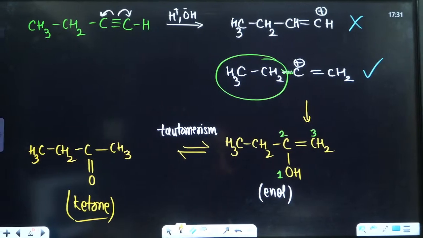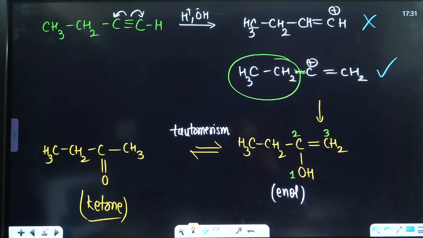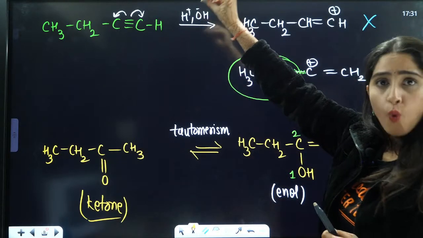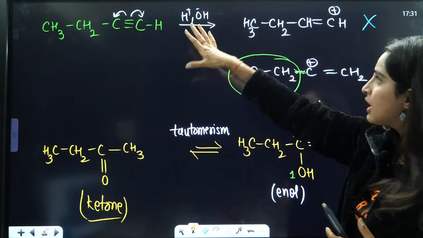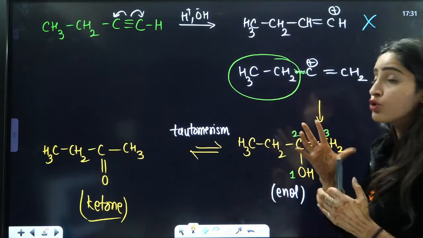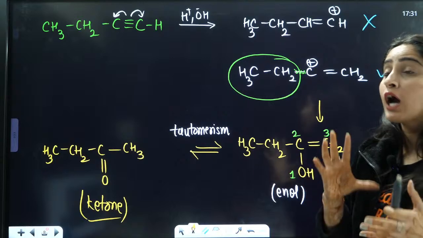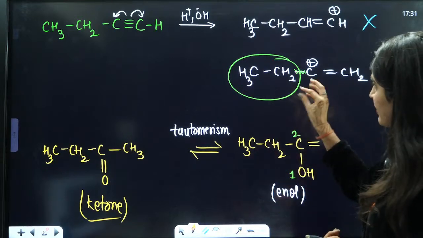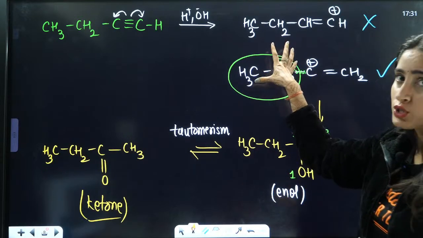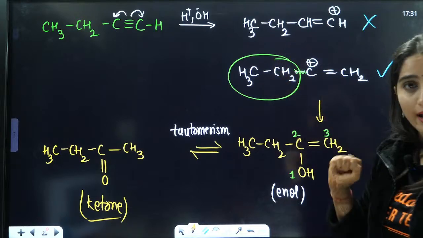Are you able to understand this whole process or not? Everybody, what we did here, we added water, right? Acidic hydration. After that, we thought about which should be the correct carbocation that we should choose. Definitely this has an inductive effect. It is more stable. That is why I have chosen this carbocation here.